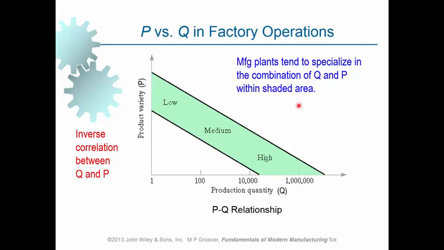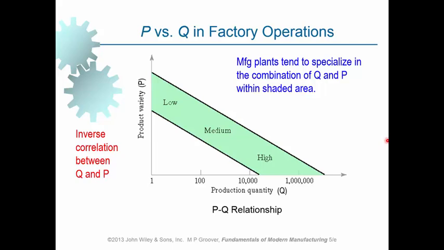That is not possible. And of course, somewhere here, when production variety is low and production quantity is also low, that's not feasible. So the company cannot make money out of this, or it cannot make a reasonable profit if they do it this way. So it can be concluded that manufacturing plants tend to specialize in the combination of Q and P within the shaded area. And this is properly representing the PQ relationship.